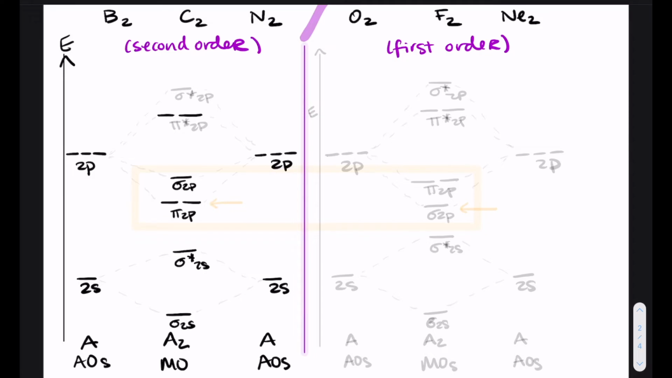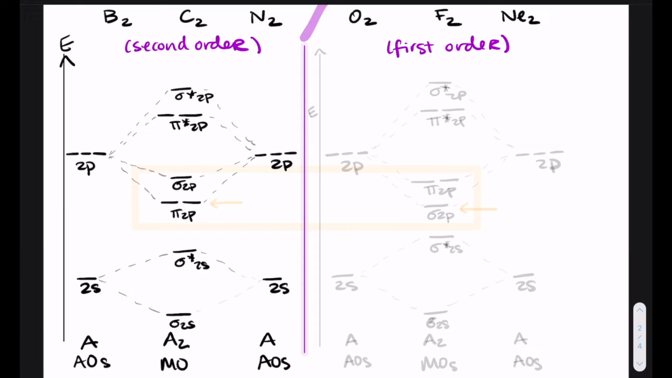That is the ordering for the boron, carbon, nitrogen MO correlation diagram. This is also sometimes called the second order correlation diagram, and we can talk about why. You don't have to know why, but if you're looking for a way to help you name it and differentiate it, it's second order.